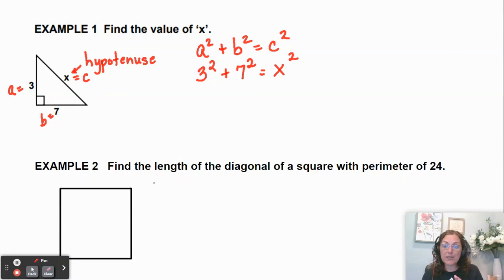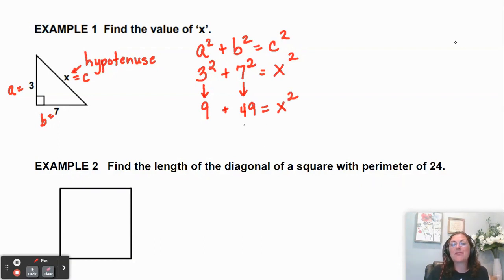All right. Now, order of operations tells us we have to do those exponents first. So 3 to the second is not 6. 3 to the second means 3 times 3, which gives me 9. 7 to the second is not 14. It means 7 times 7, which is 49. Now we can add. So 9 plus 49 gives me 58. So 58 equals x to the second.